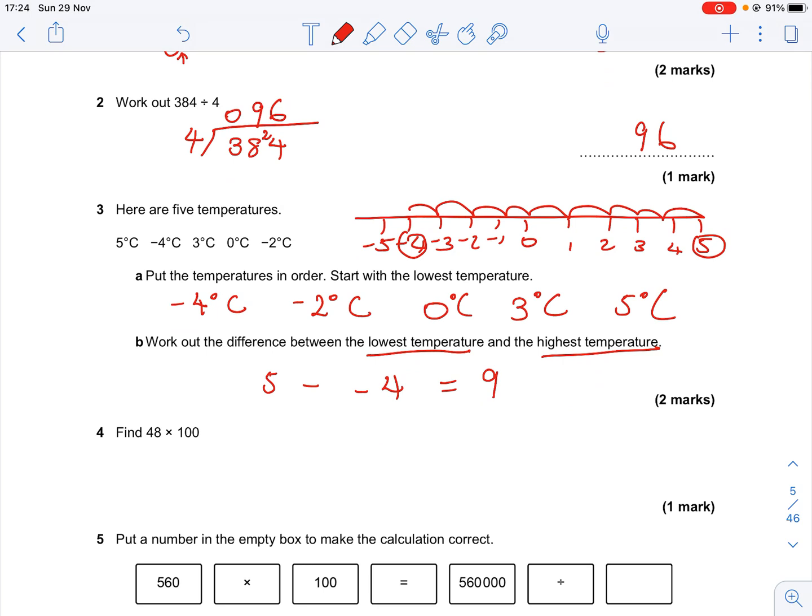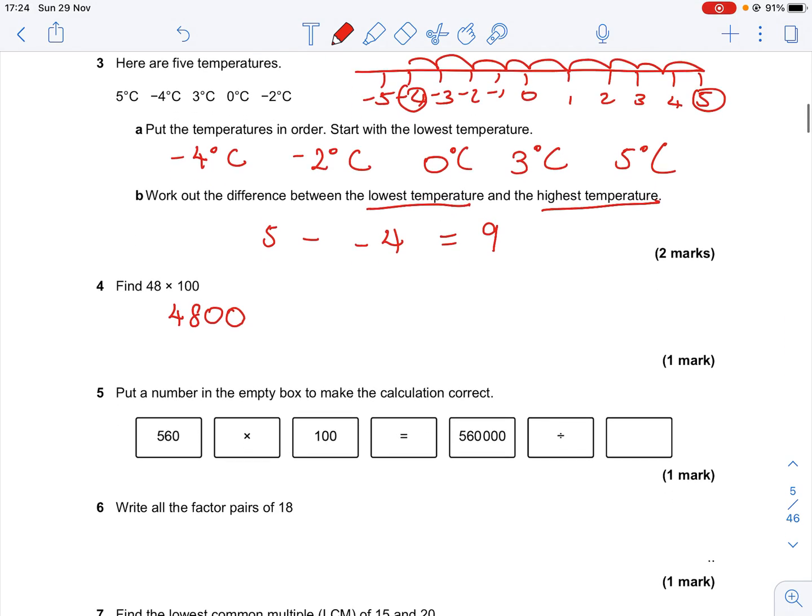So when we times something by 100, remember when we times by 10, we add a 0 on the end. 10 times 100, we add another 0, so 4,800. So question 5, put a number in the empty box to make the calculation correct. So firstly we need to look at this side of the bracket, so we have 560 multiplied by 100 is equal to 56000, because it's multiplied by 100, so we add 2 0s on the end.